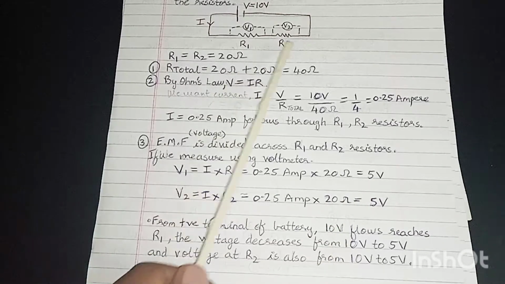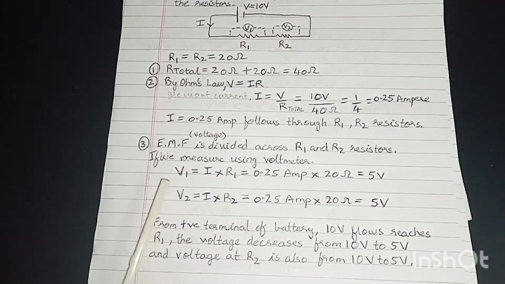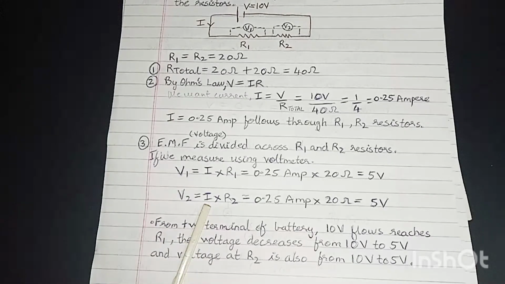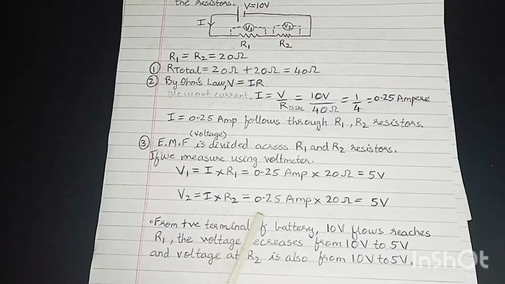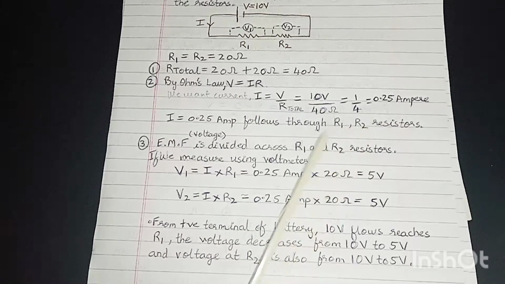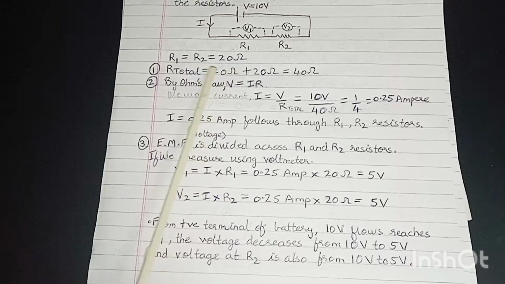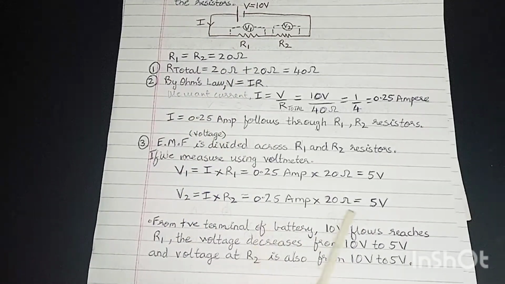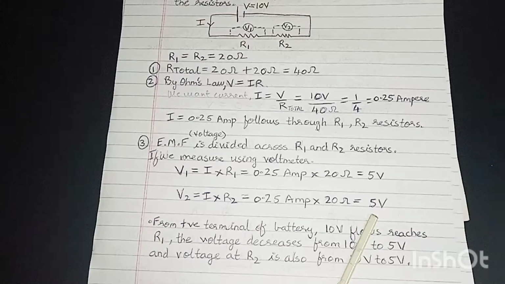Now at V2, what would be the voltage? Similarly we can prove V2 is equal to I, which is constant, into R2. What is the constant value of I? I is the current value, 0.25 ampere we have got from here, into 20, which is the R2 resistance value. If you multiply this, you will get the answer 5 volt.